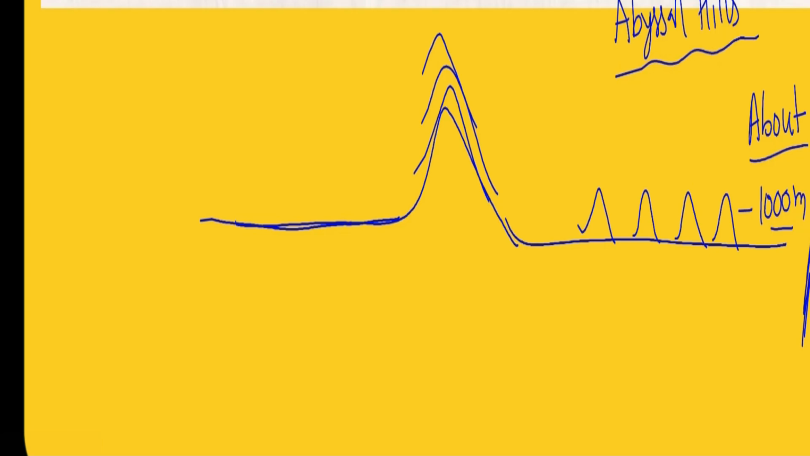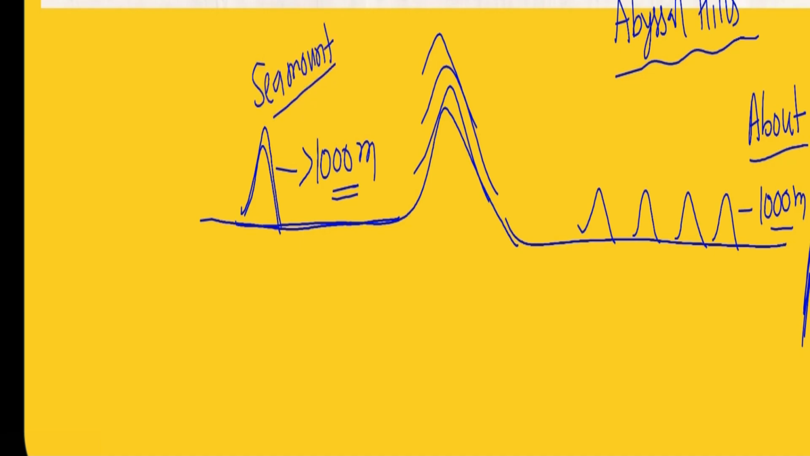If the height of these abyssal hills is a little higher, meaning more than 1000 meter, it is known as a seamount. So those abyssal hills whose height is more than 1000 meter are known as seamount.